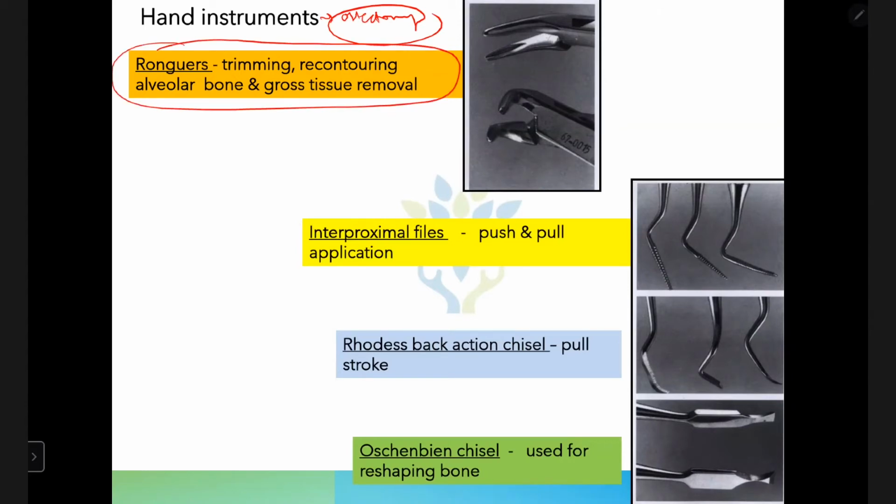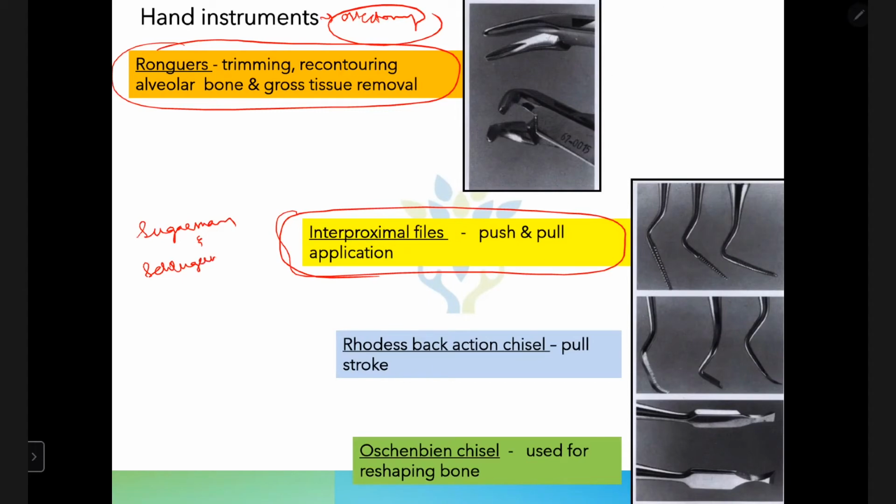These rongeurs are used for trimming, recontouring the alveolar bone, and they are also used for the gross tissue removal. And we have the interproximal files, which are used with the pull and push application. So what are the interproximal files that we know? Those are the Sugarman and the Schluger file, isn't it? We have seen in the instruments class, right? So these are the interproximal files that can be used.